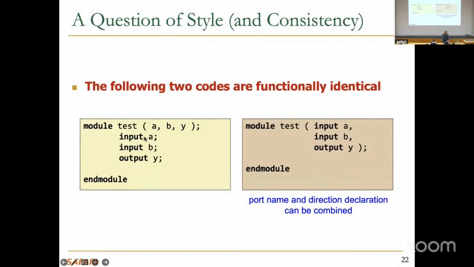You can also have a different style. These 2 definitions are both correct. Here you say module test, with ports A, B, Y, and then you say input A, input B, output Y. You can also say module test, input A, input B, and output Y. So both are correct, and it depends on your style, the way that you want to write.